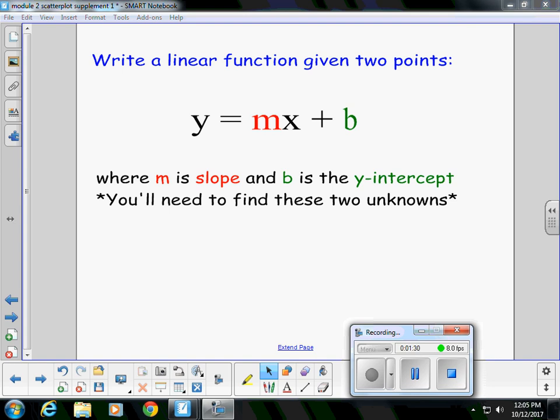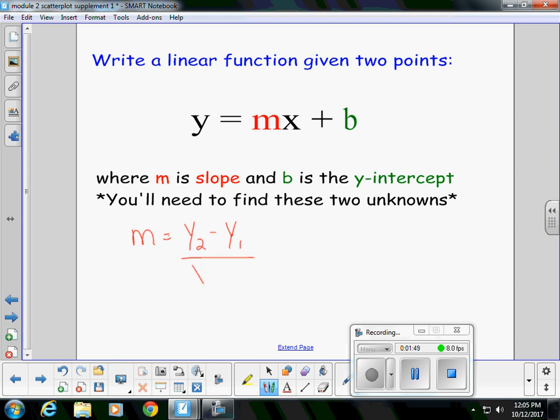The slope, the m, that's the rise over the run, and that's found by y2 minus y1 over x2 minus x1.